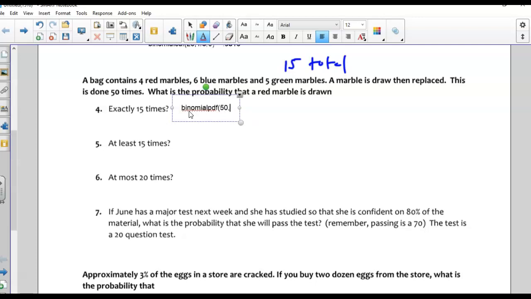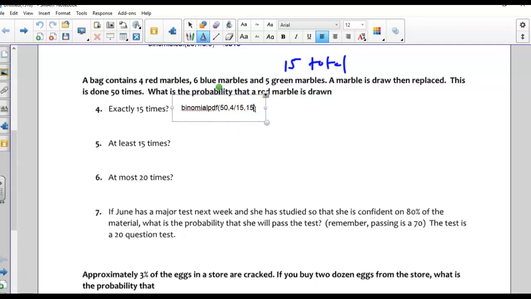The exact time, what's the probability? Well, the probability is going to be, we got 4 red marbles out of, and we're drawing 15 times, so we want 4 out of 15, right? Exactly 15 times, so our number of specific events is 15 events, right? Right there. So that's what we do: 50, 4 out of 15, and 15. Okay. And what does that give us?